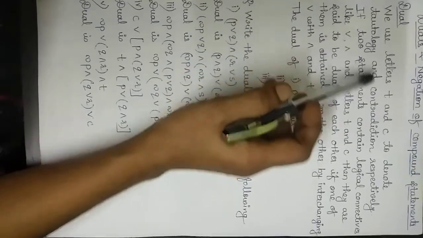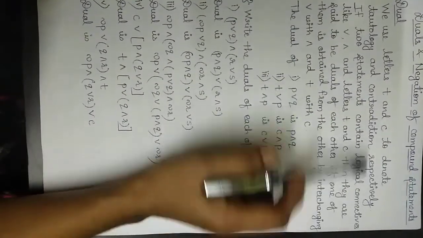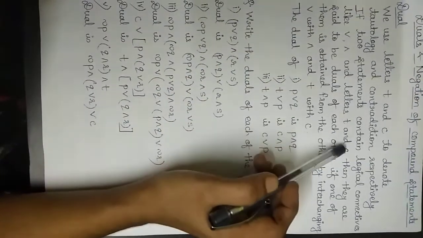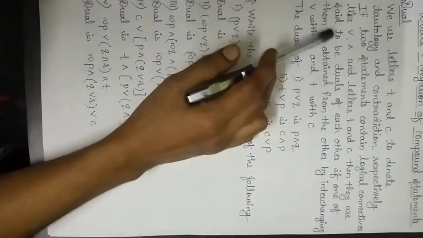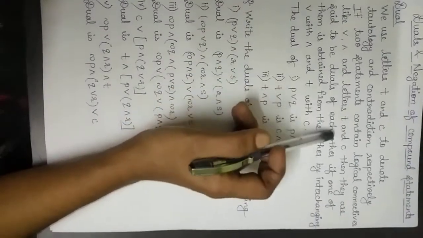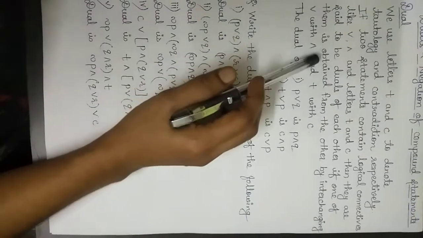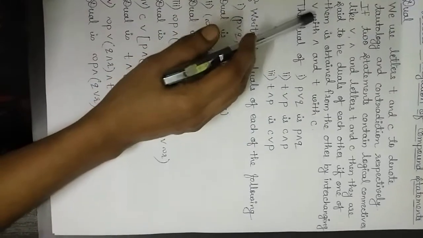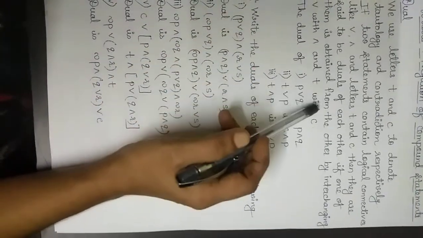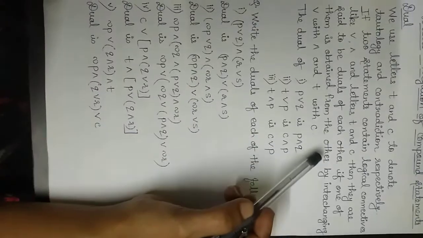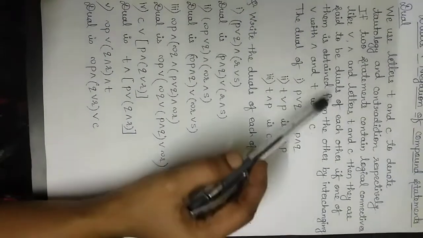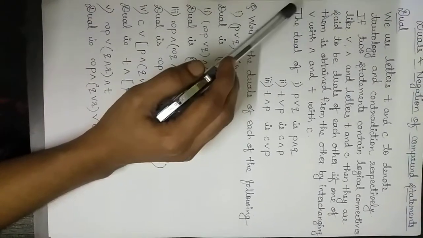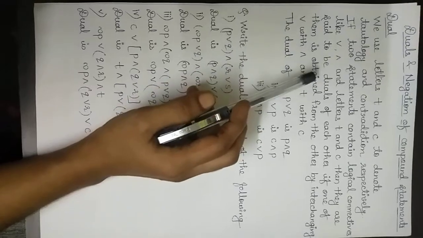If two statements contain logical connectives like or and letters T and C, then they are said to be duals of each other if one of them is obtained from the other by interchanging or with and, T with C. Means while finding the dual, you just have to convert the logical connective or by and, and if and is given you will replace it by or.